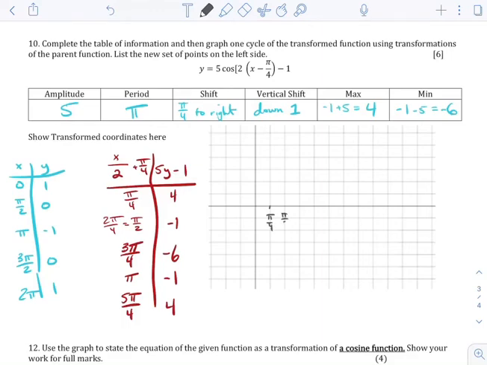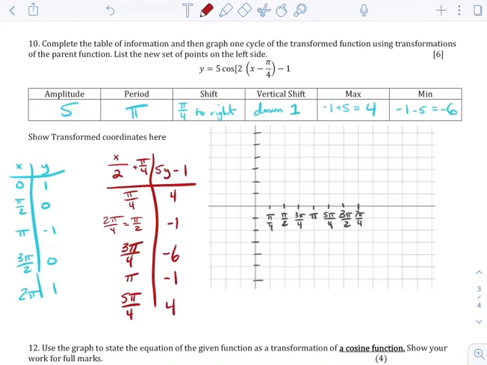2 pi over 4, which is pi over 2, 3 pi over 4, 4 pi over 4, which is pi, 5 pi over 4, 6 pi over 4, which is 3 pi over 2, 7 pi over 4, and so on. So you get the idea. These ones will go up by 1, 2, 3, 4, 5, 6, and -1, -2, -3, -4, -5, -6. So let's plot our graph.